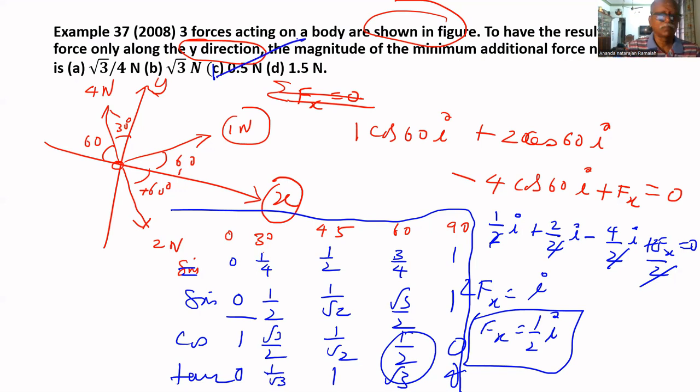C is the answer. 1 by 2 I is needed to make force along x direction equal to 0. All x direction forces must be 0. Then only the resultant force will be along y direction. Shall I move to next sum?